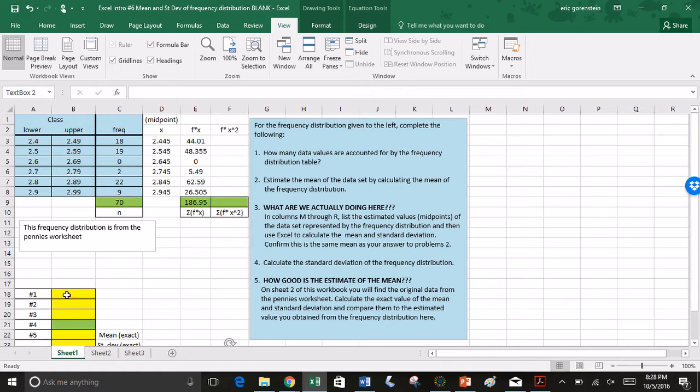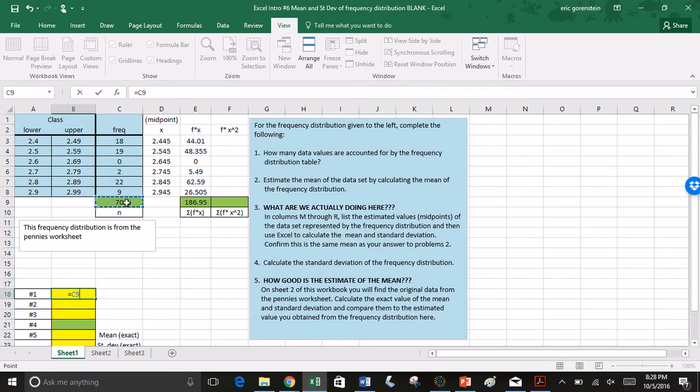So number one, how many data values are accounted for? That's going to be the 70. Find the mean. That's going to be, according to the formula, the sum of f times x divided by n. And if I go over here to sheet 2, let me actually copy these values over.